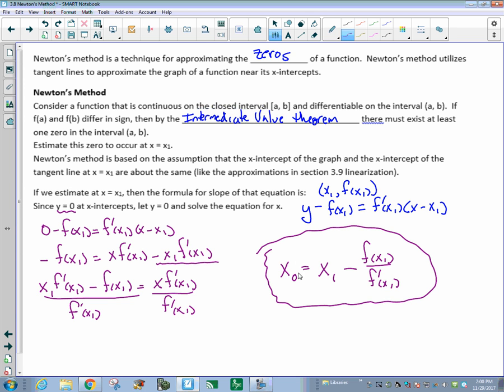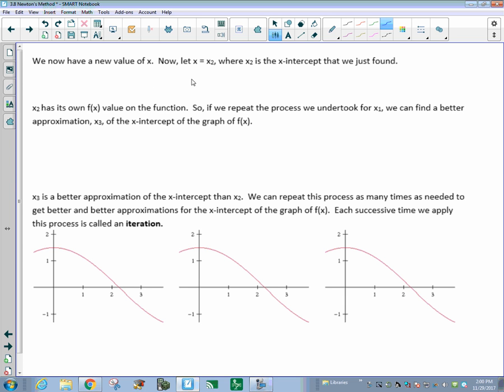And actually, this isn't x sub 0. This is actually x sub 2. It gets us the next value above where we're at. If I was starting with x sub 1, then this is going to be x sub 2. If I want to find x sub 2, this is what we just did: x sub 1 minus f of x sub 1 over f prime of x sub 1.